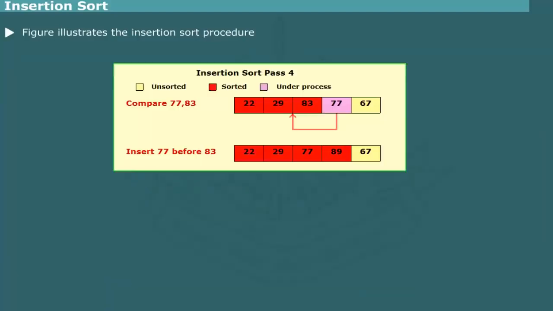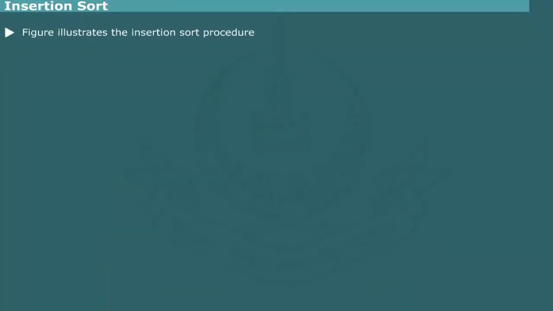In the next pass, element 77 is considered. It needs to be inserted between the elements 29 and 83. To do so, the element 83 is shifted to the right. Finally, element 67 is processed. It is placed between the elements 29 and 77. The array is now in sorted order. Please click the button to watch the insertion sort visualization.